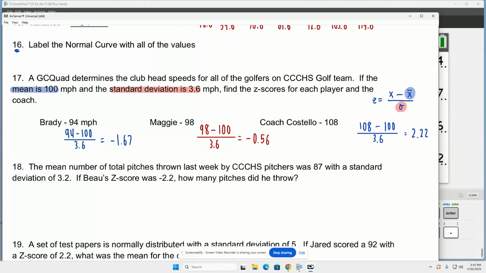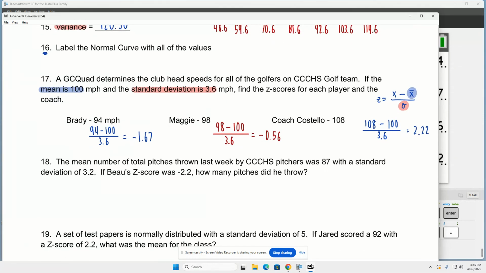Second formula, I don't know. I haven't decided. Maybe I'll give that to you. We'll talk about it on Monday. But anyways, let's move on to number 18.